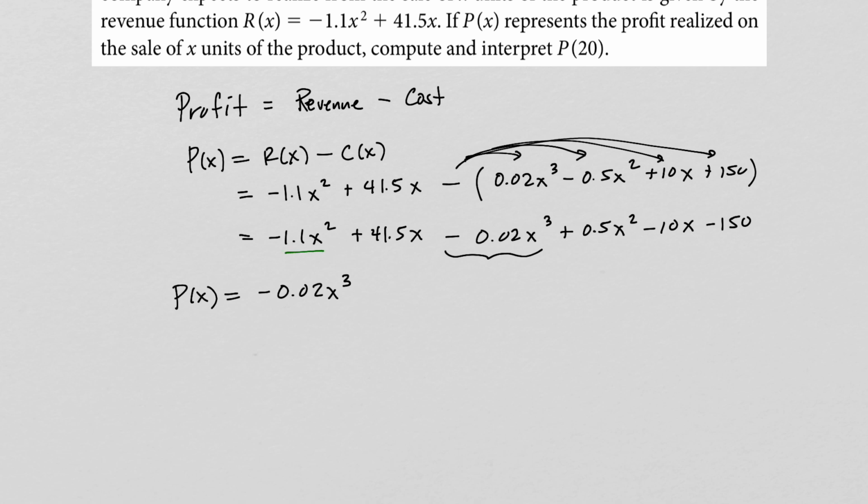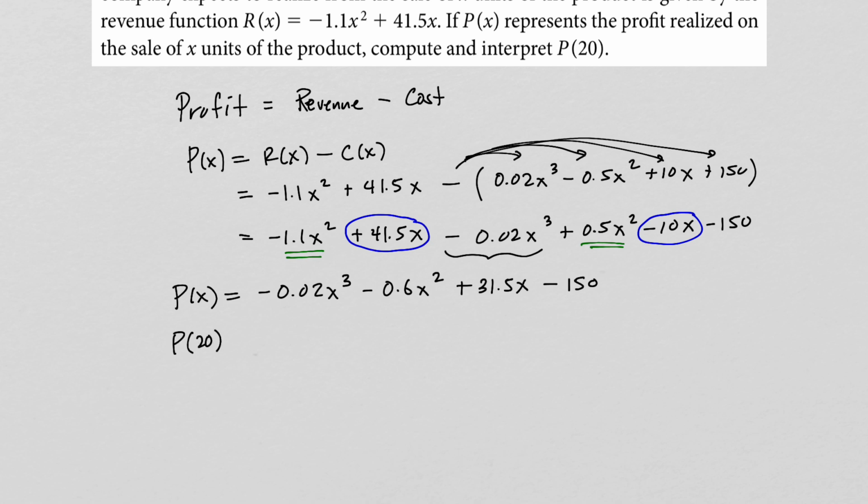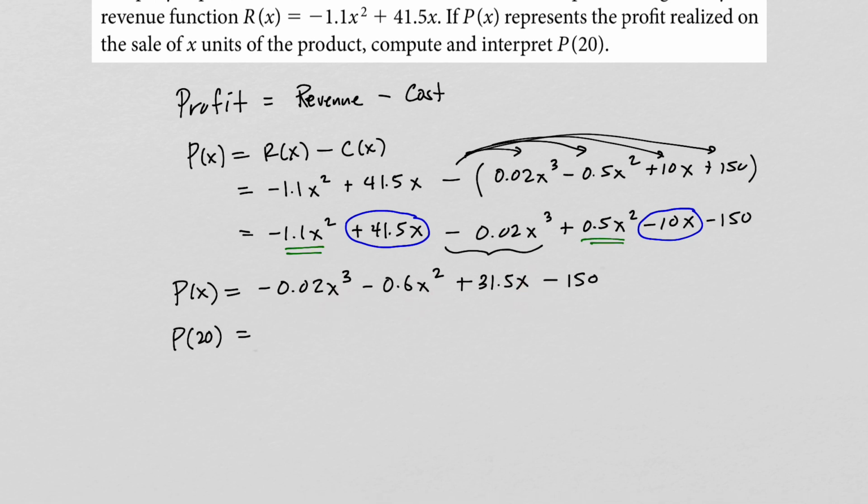And then next we have the x squared terms. And if we add those together, we get negative 0.6 x squared. And then we have positive 41.5x minus 10x. This is positive 31.5 times x, and then minus 150. So this is our profit function, and now we just want to find P of 20. And of course, there's two ways you can do this. You could just plug 20 in for x, and that would be fine.